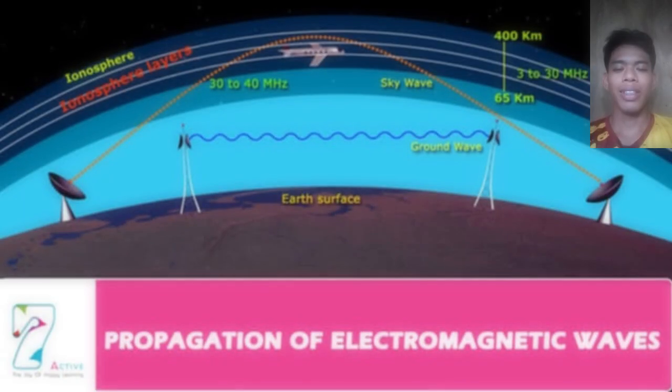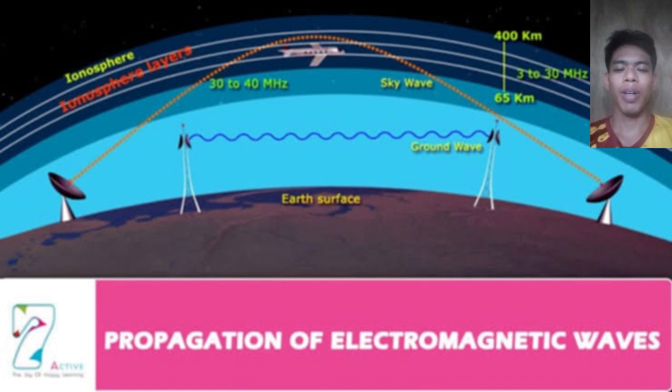Good day everyone. Today, I'll be discussing radio wave propagation. So what is radio wave propagation? Well, radio wave propagation is the movement of electromagnetic waves through a medium or space. It includes how waves travel, reflect, diffract, and refract.